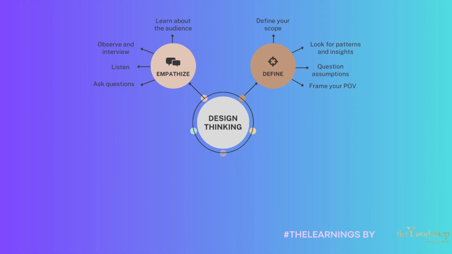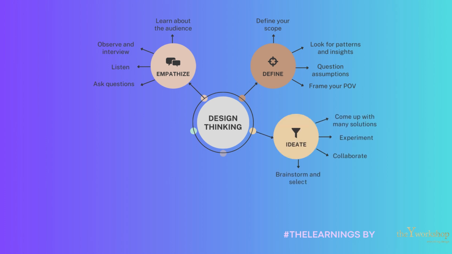In design thinking, the define phase involves defining the scope: outline the problem's boundaries and focus areas. Identifying patterns and insights: analyze data from the empathize phase to find recurring themes and meaningful insights about user needs. Questioning assumptions: challenge preconceived notions to open up new perspectives. Framing your point of view: create a clear problem statement from the user's perspective, defining who the user is, their needs, and why these needs matter. This phase sets the foundation for generating innovative, user-centered solutions.